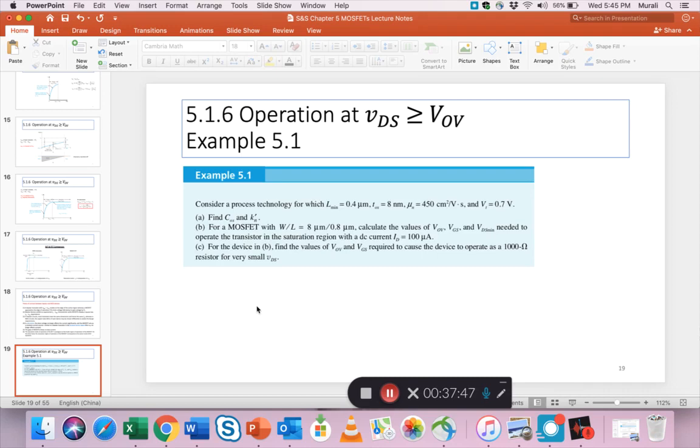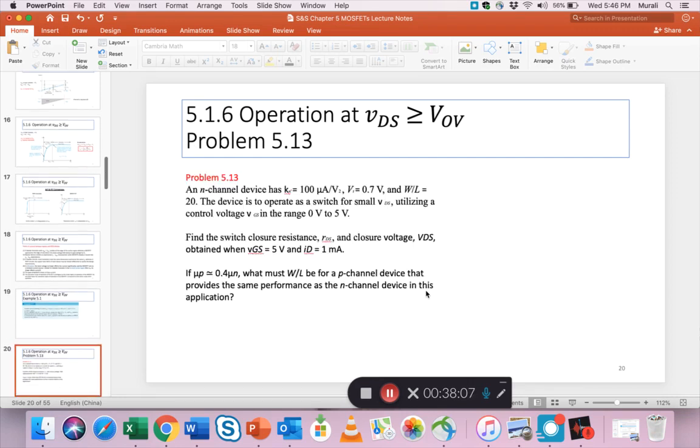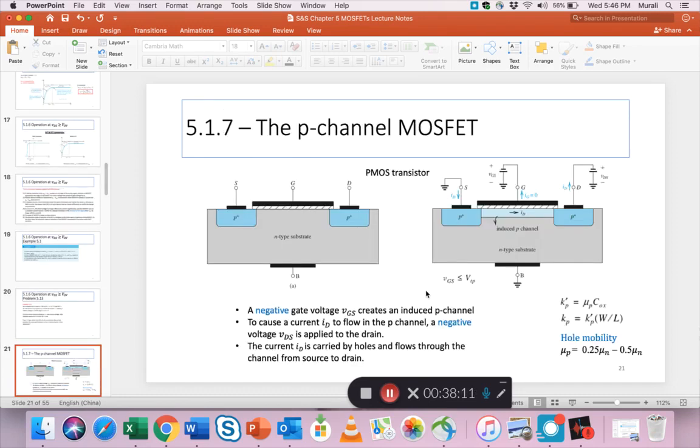And then the formula that connects the current ID to the gate to source voltage or the drain to source voltage, and we also defined saturation. So all those we'll have to use to solve some of these problems. But we'll wait. I have one problem. I have another problem from the back of the chapter, 5.13. We'll wait to do that.